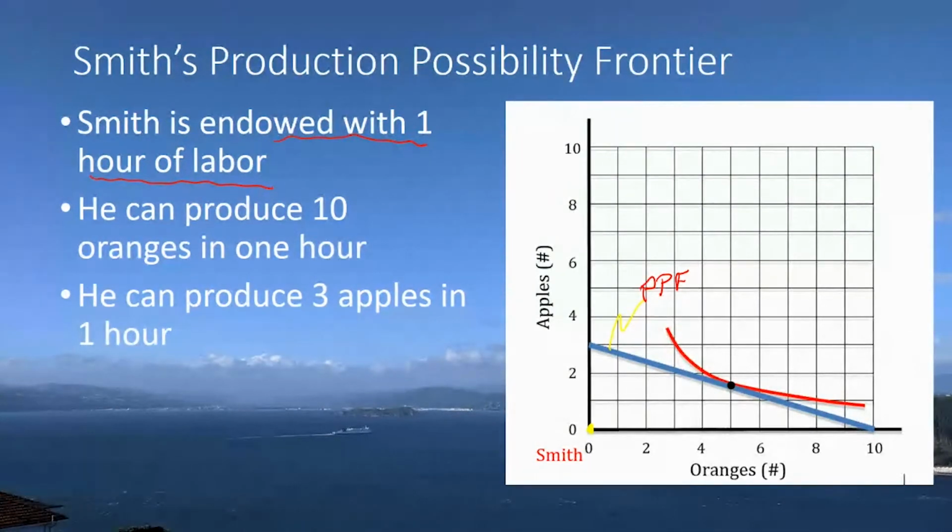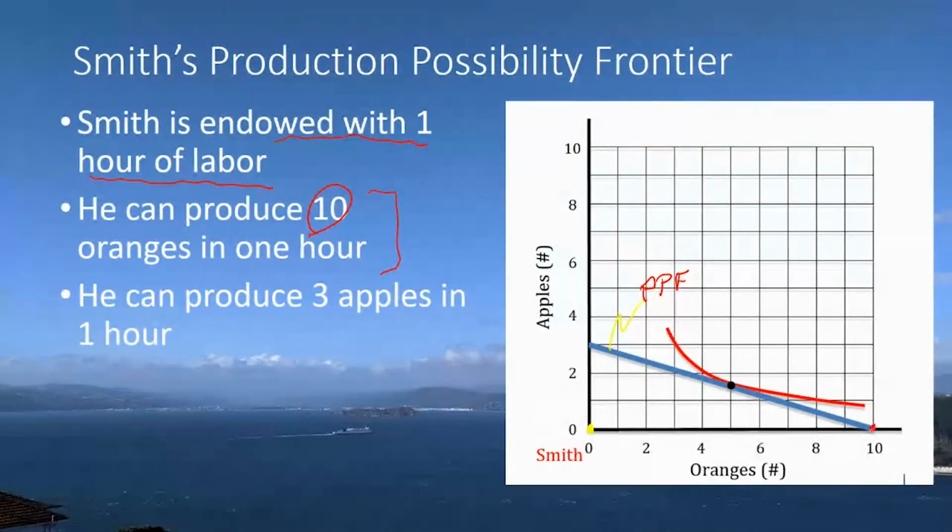Now, I'm going to make up some values here. And we could present this generally, but I'm going to do it with a numerical example because it will be easier to keep track of. Okay, so the numerical example is such. We're going to start out by imagining that if Smith takes his 1 hour of labor and he devotes it entirely to orange production, that he can produce 10 oranges. All right, and we're going to plot that on the diagram right here.